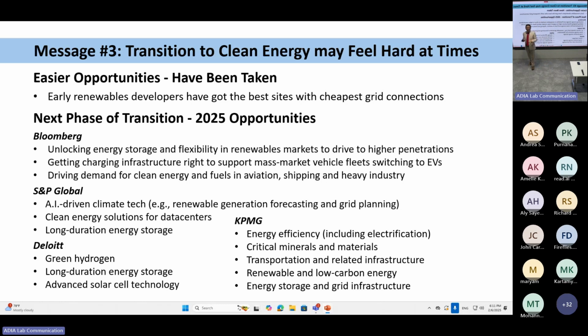For the next phase of the transition, in particular for 2025, this year, I looked at predictions from different organizations in only the past 2 months: Bloomberg, S&P Global, Deloitte, and KPMG. They summarize what they predict for 2025 and the next 2 to 3 years, the short term. For example, Bloomberg emphasized that energy storage would continue to grow, as would charging infrastructure, driving demand for clean energy in aviation, shipping, and heavy industry, sectors that are more difficult to decarbonize. S&P Global said AI-driven climate tech and clean energy solutions for data centers. When the AI industry goes up, they need more data centers, long-duration storage, and so on.